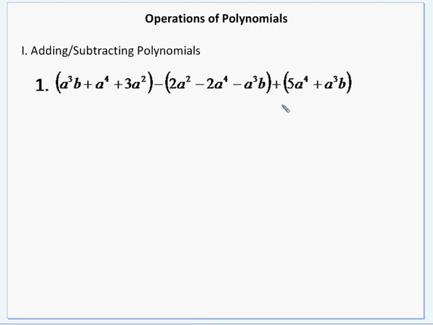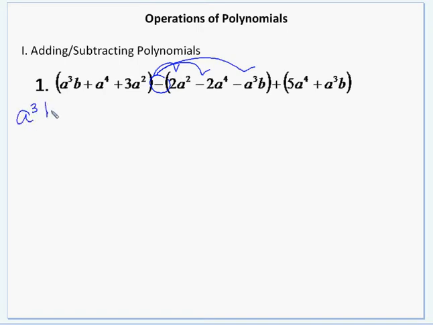Here we have operations with polynomials. Our first example is when we're going to add and subtract here. All we're going to be doing here is just combine like terms. But right here we have this negative, which means we have to distribute to every single one of these terms, and ultimately it just changes the sign on there. So we're just going to drop everything down.